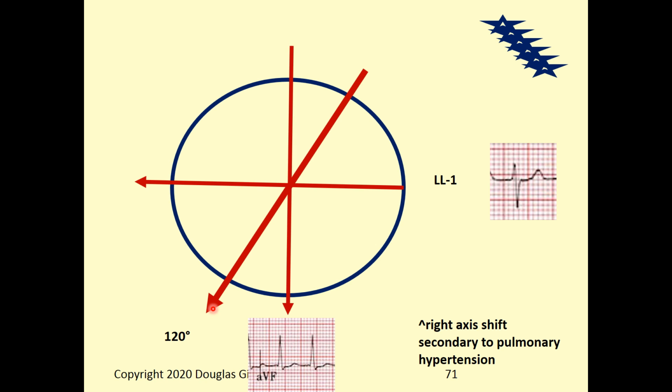Alright, and that's what it was. So we have a right axis deviation, which means her right ventricle is probably enlarged. She probably has cor pulmonale started, so send her to a pulmonologist.